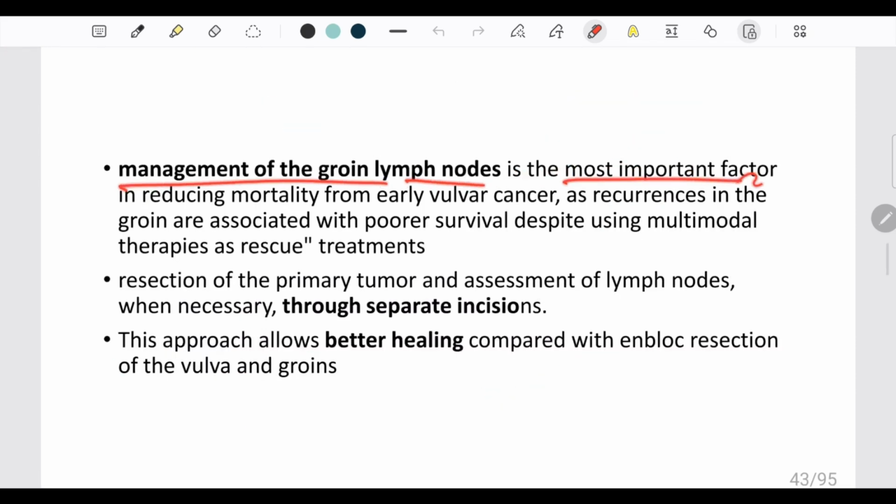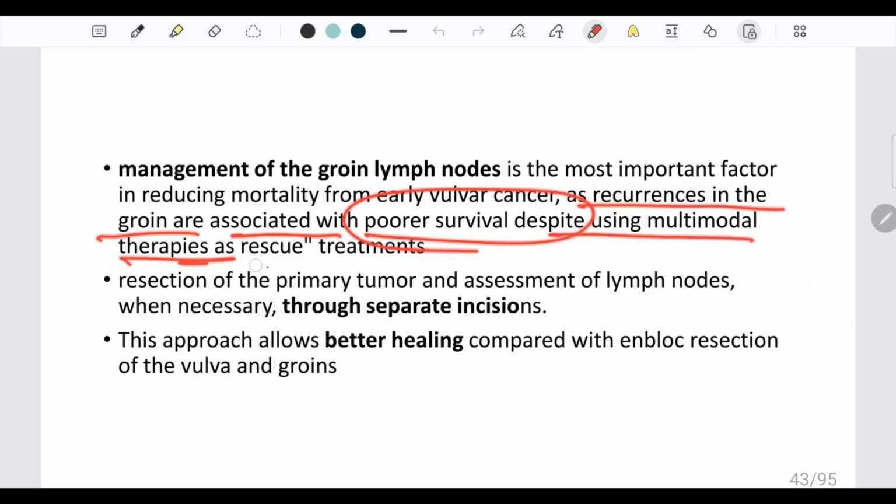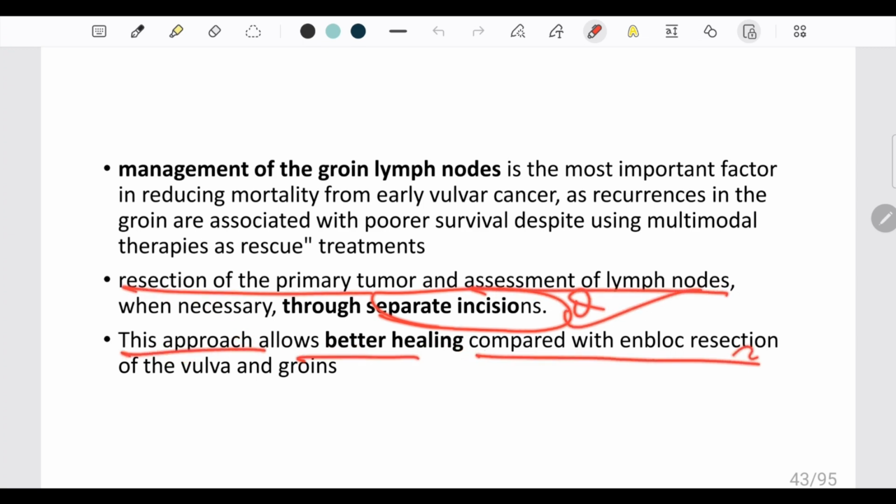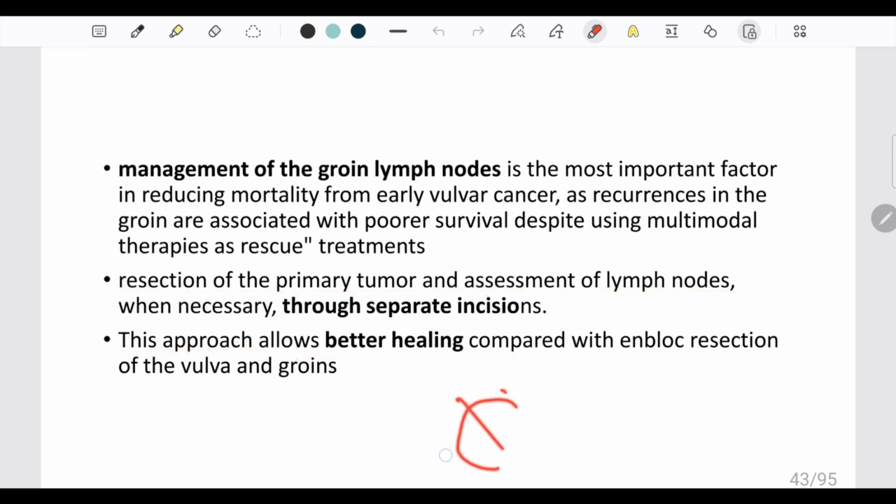Management of the groin node is the most important factor in reducing mortality from early carcinoma vulva, as recurrences in the groin are associated with poor survival, despite using multimodal therapy as rescue treatment. So resection of the primary tumor and assessment of lymph node when necessary through separate incision, not the same incision; a separate incision to be given for the tumor and the lymph node. This approach allows better healing compared with the en bloc resection of the vulva and groin. If you give a single incision and remove the lymph node and vulval tumor part, then that does not give better healing.